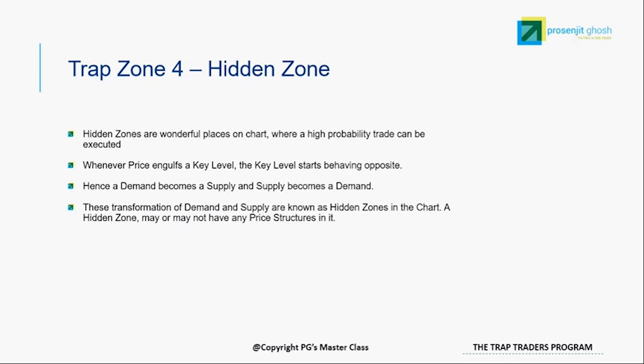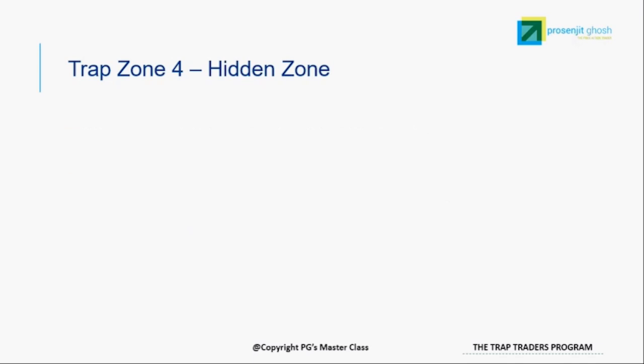A hidden zone may or may not have any price structures at all. I mean, in a hidden zone, there might not be any rally base rally, drop base rally, drop base drop, rally base drop, nothing. A single momentum candle can be a hidden zone. And you can trade that momentum candle only.